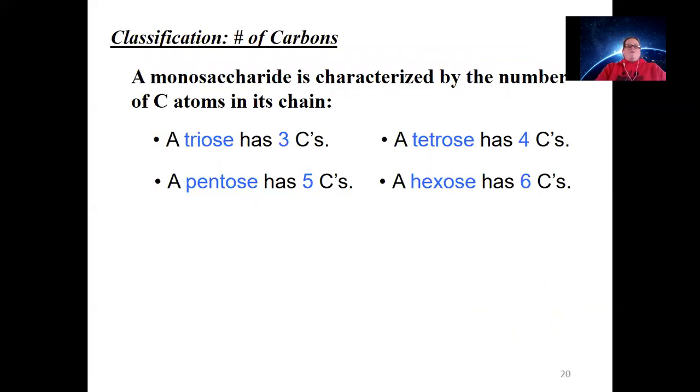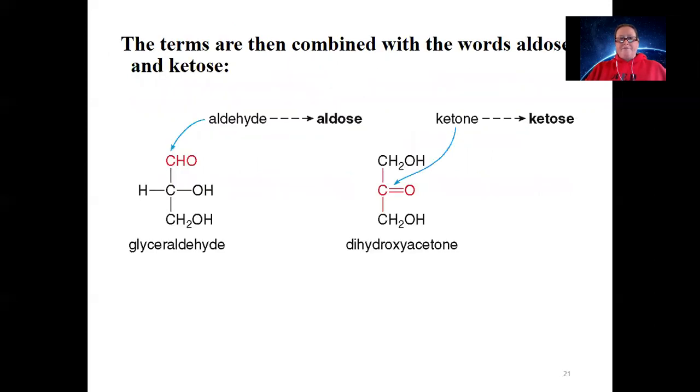So another way we can classify carbohydrates is based on the number of carbons in the chain. If it has 3 carbons, we say that it is a triose, and 4 carbons is called a tetrose, pentose is for 5, and a hexose is for 6.